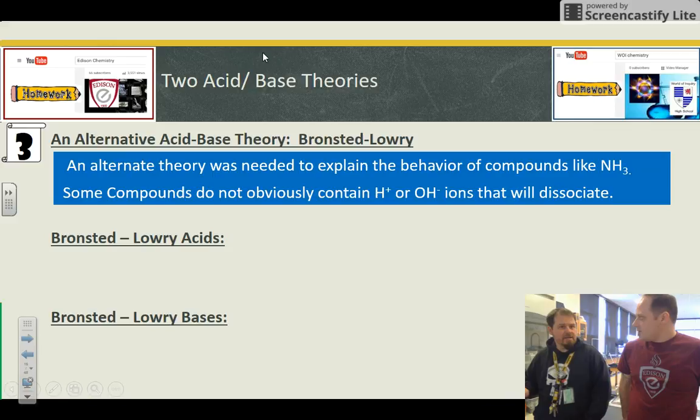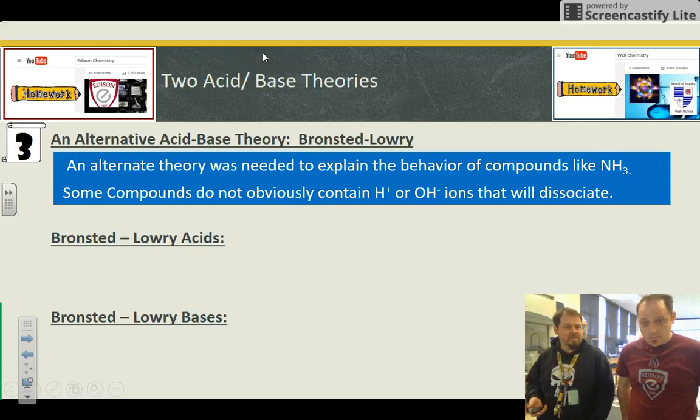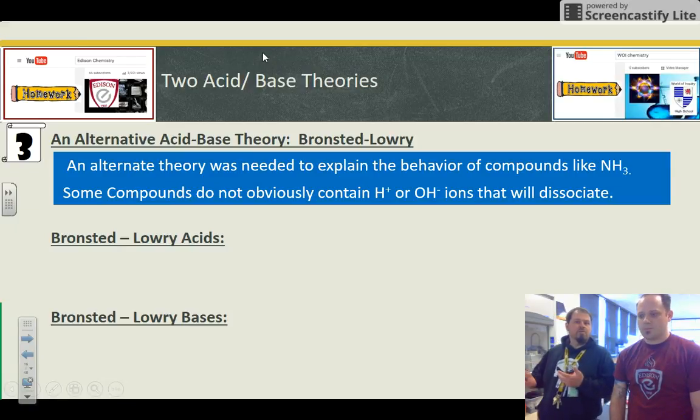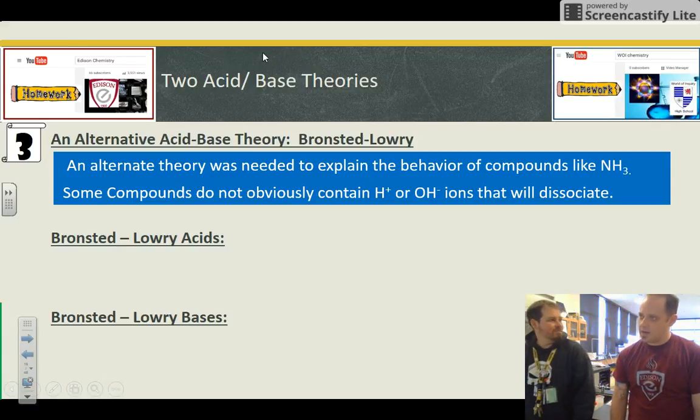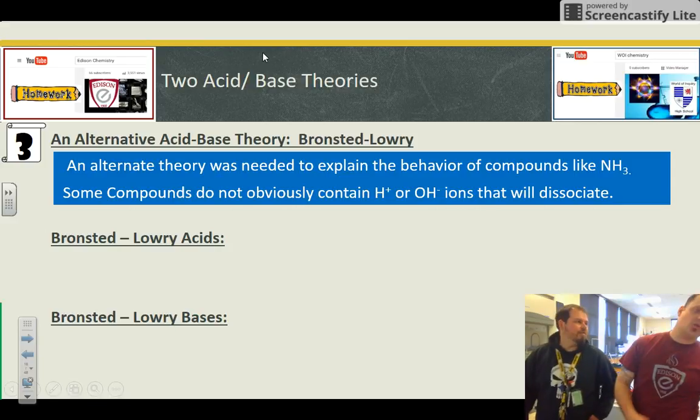So the alternate theory comes into play to help explain compounds like NH3, because some of these compounds do not obviously contain an H plus or an OH minus ion in them to dissociate directly. When they do dissociate, though, they mess with water and produce it indirectly. Right, now we need this alternate theory.